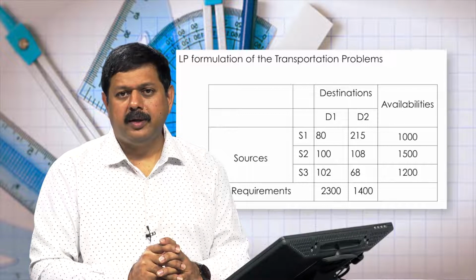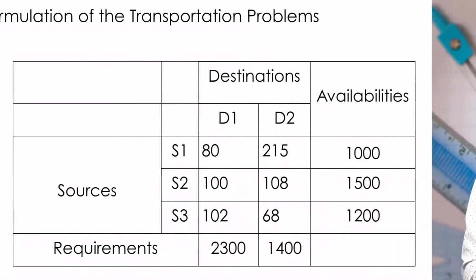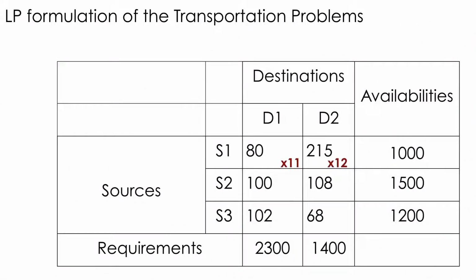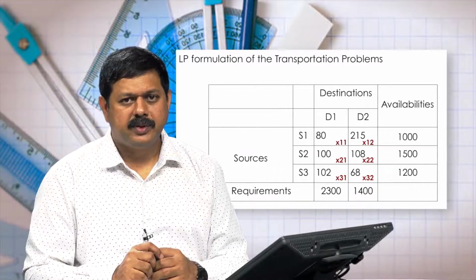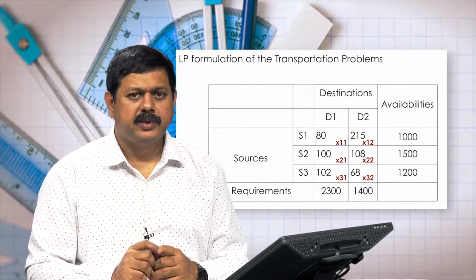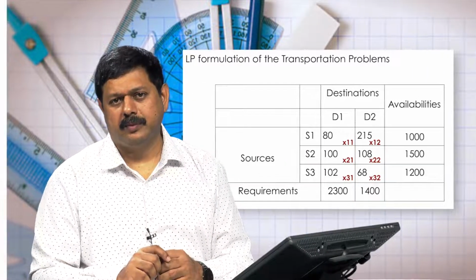To formulate the linear programming problem, let us consider the variables as x11, x12, x21, x22, x31, x32 such that x11 represents the number of items transported from the source S1 to destination D1. x12 represents the number of items transported from the source S1 to D2 and so on.